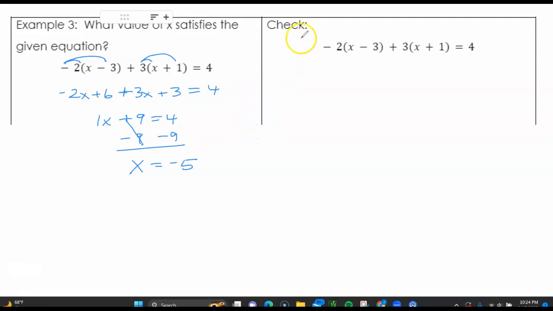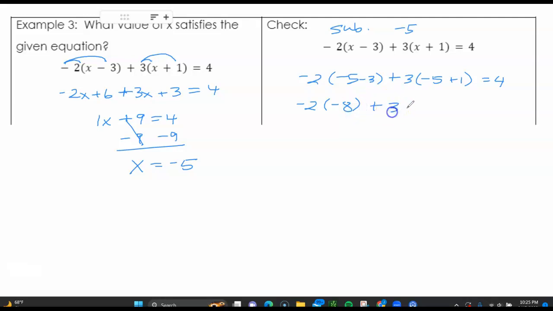And to check to see if we're right, we're going to substitute it back in and see what happens. We're going to substitute negative 5 into the original equation and see how we did. Negative 2 times negative 5 minus 3, plus 3 times negative 5 plus 1 equals 4. So negative 2 times negative 5 minus 3 is negative 8. Plus 3 times negative 5 plus 1 is negative 4.